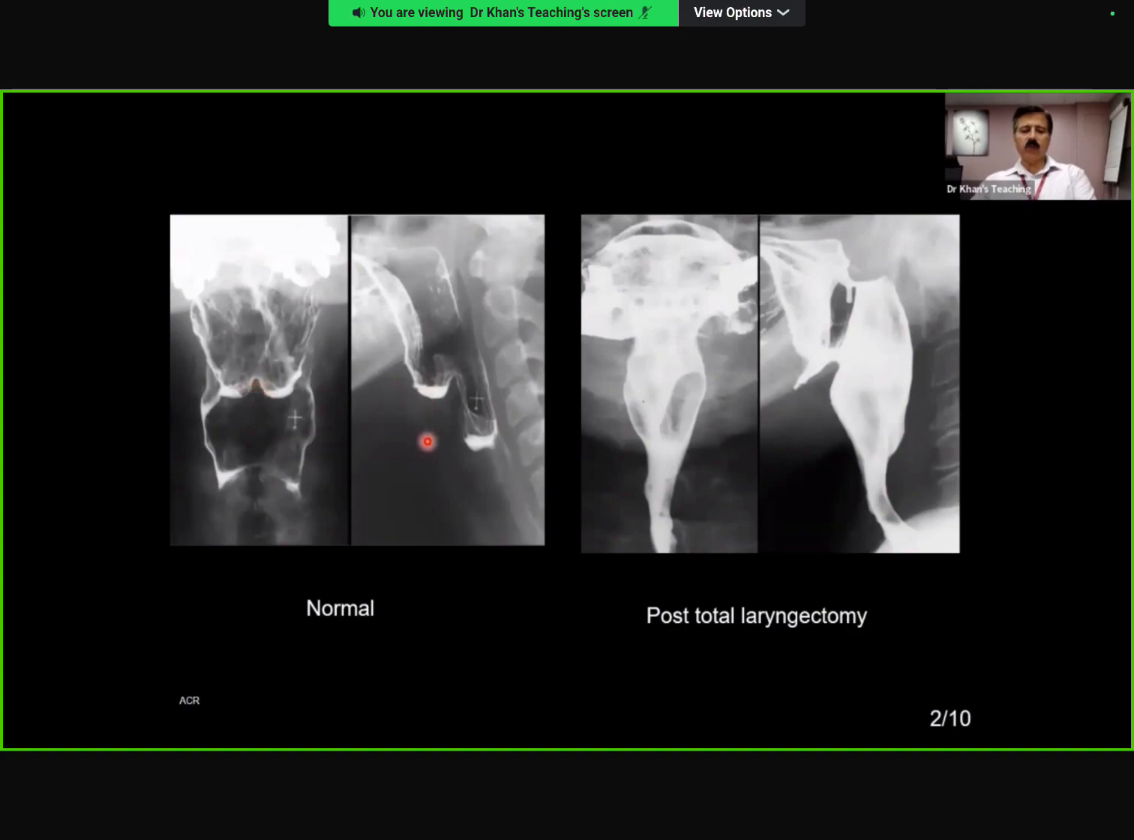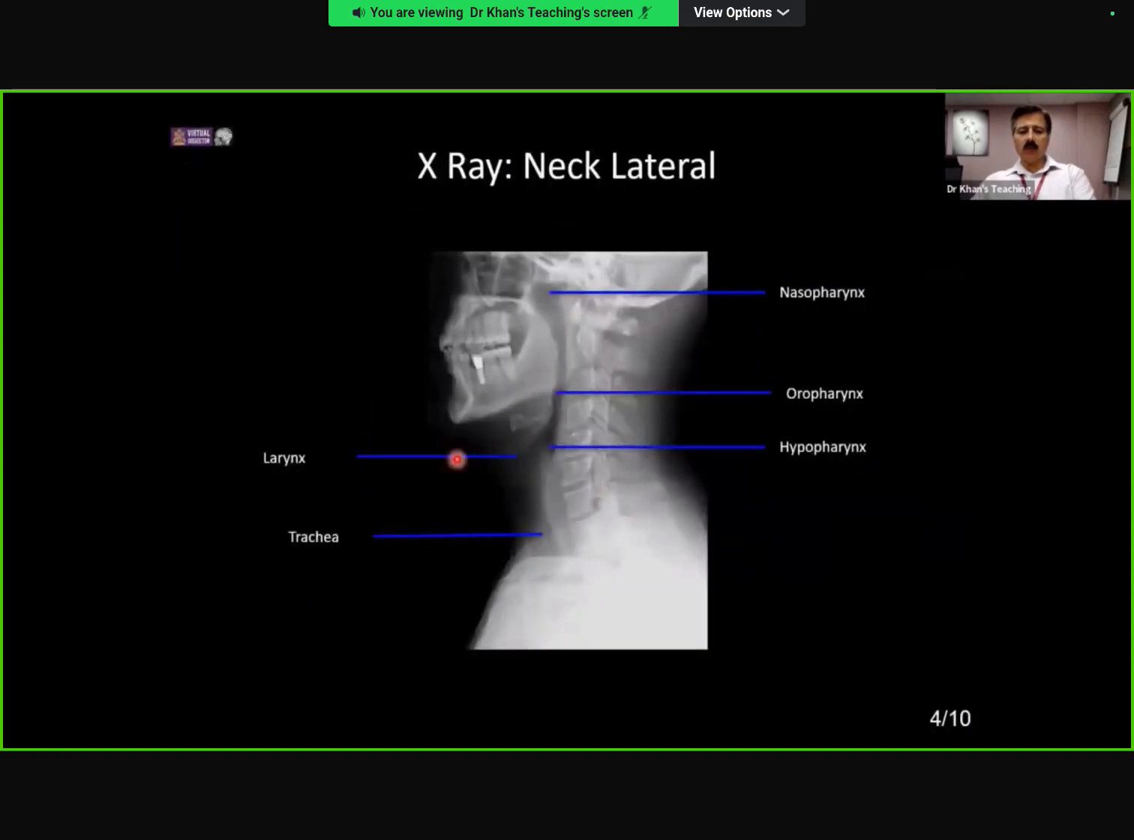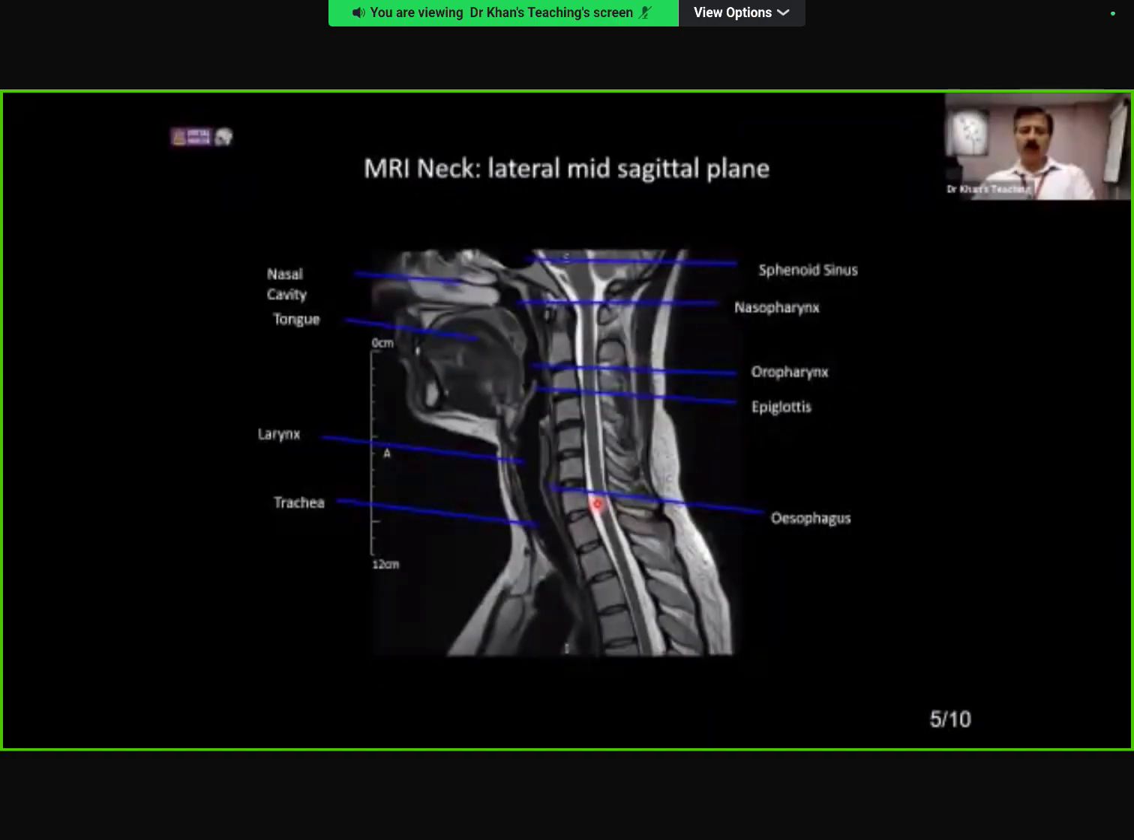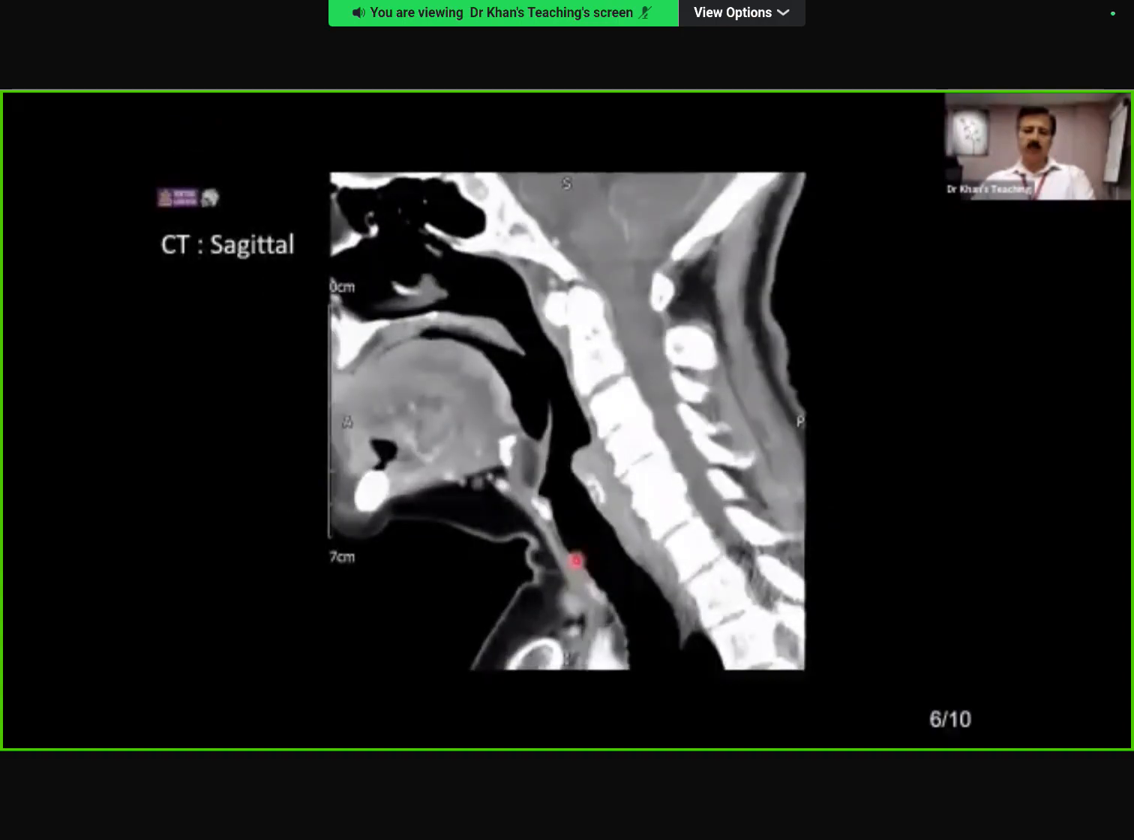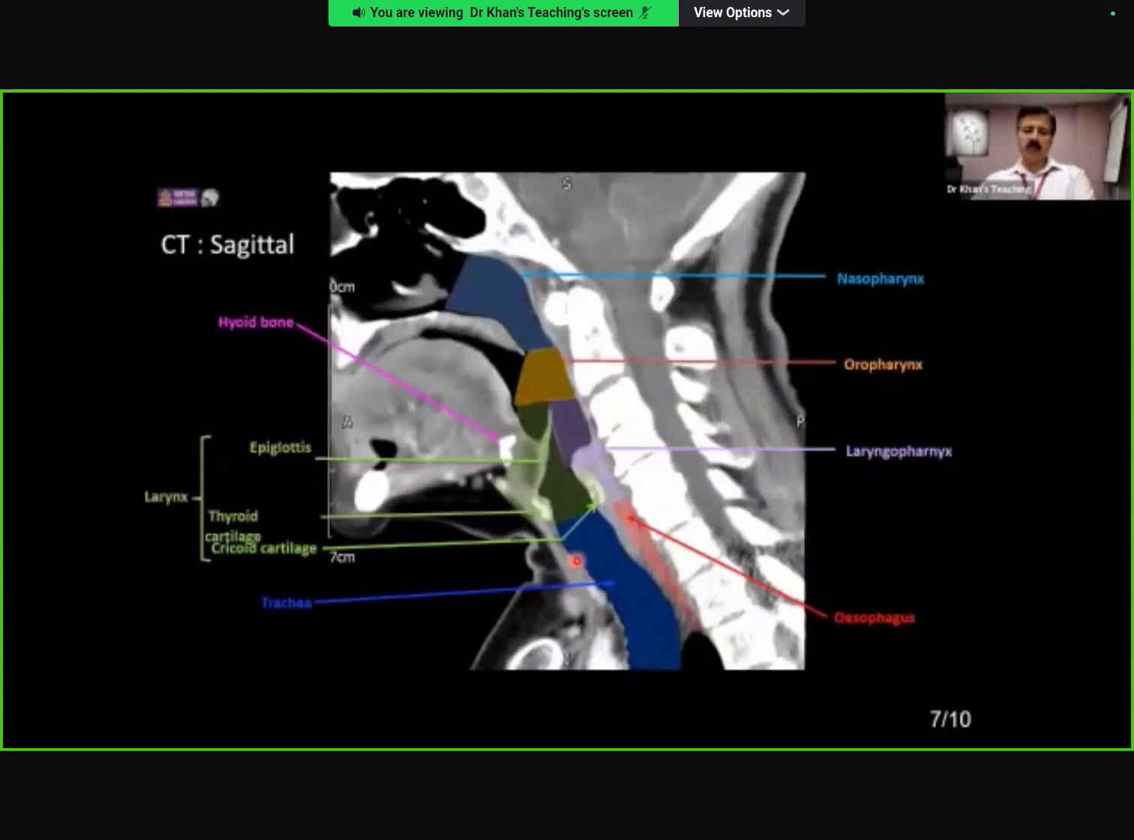So this is a very important point to remember. Now, on a plain film, if this is the hard palate, then superior to that is the nasopharynx. This is the hyoid bone, and this is the oropharynx, and inferior to that, this will be the hypopharynx. Cricoid cartilage is here. So on an MR, you can see the same thing, and just epiglottis. So this is the oropharynx, and this is the midline hyoid bone. This is the hypopharynx, and from C6 onwards, the esophagus is visible.